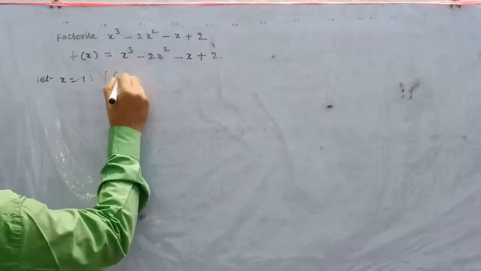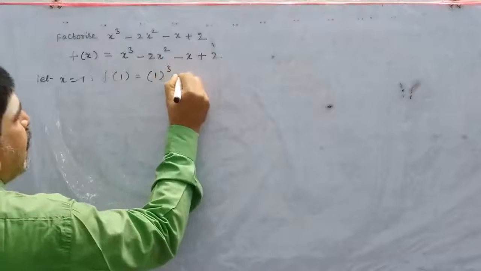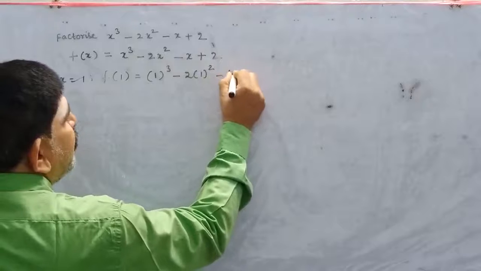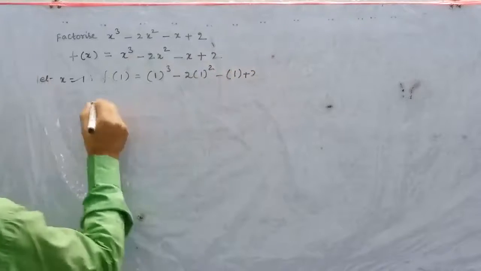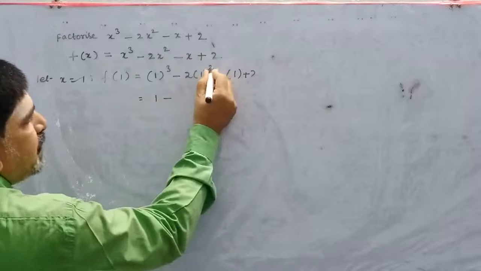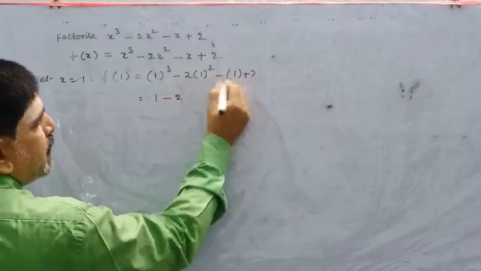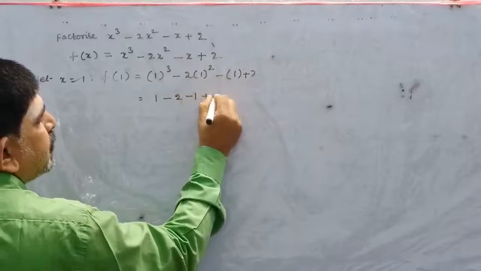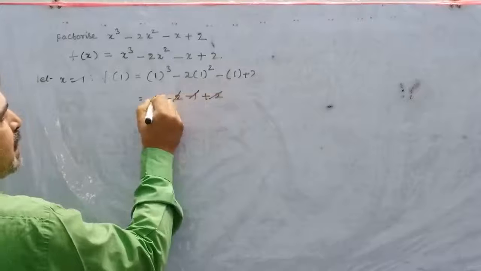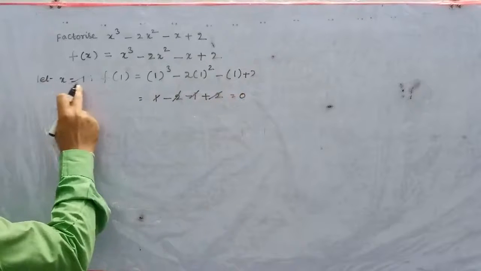Then f of 1 is equal to 1 whole cube minus 2 into 1 whole square minus 1 plus 2. So this is equal to 1 minus 2 minus 1 plus 2. So plus 2 minus 2, minus 1 plus 1 gets cancelled. So this is equal to 0. Therefore x is equal to 1 is a factor.